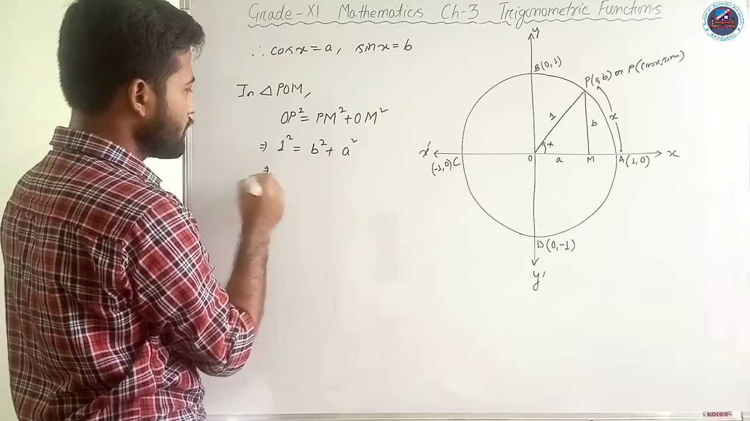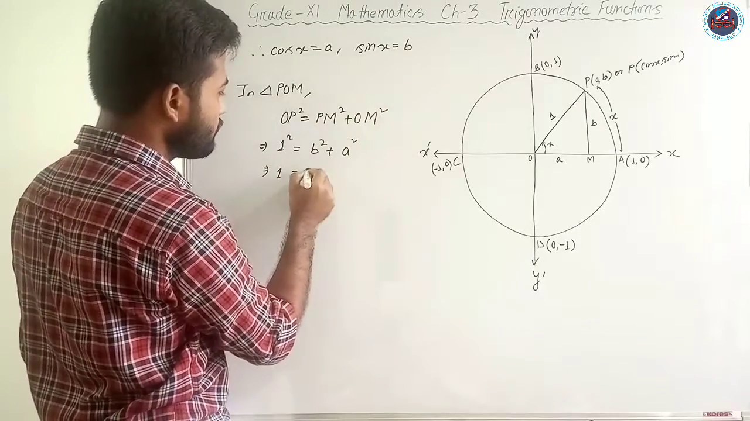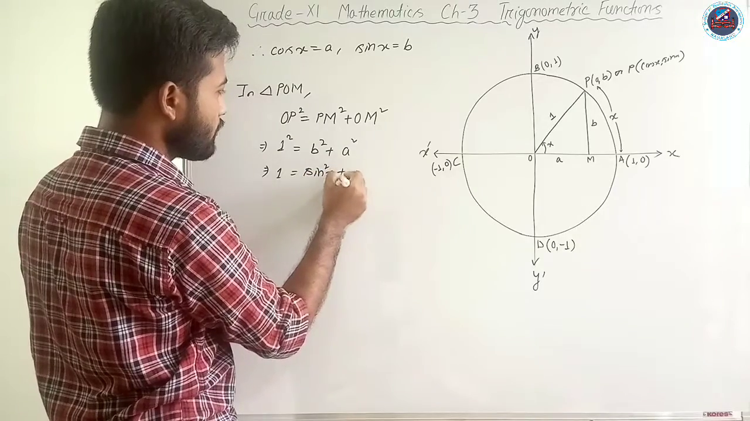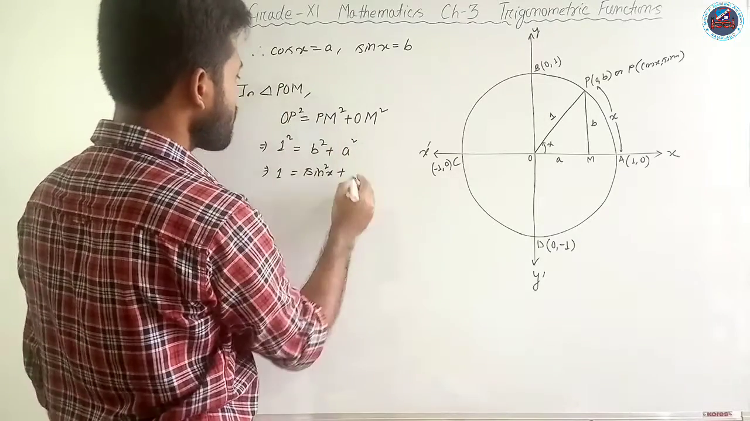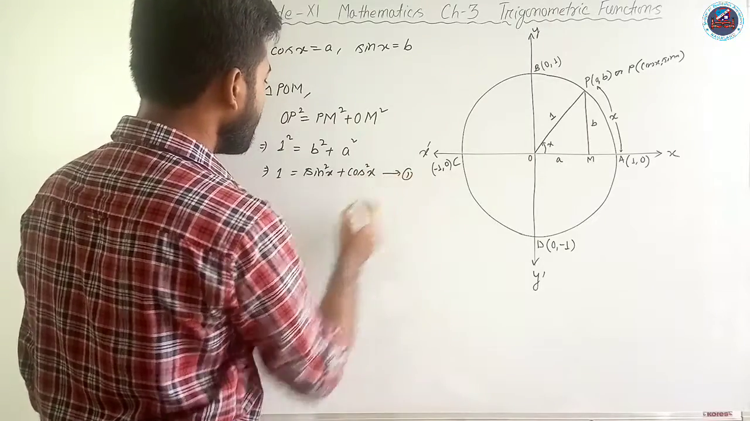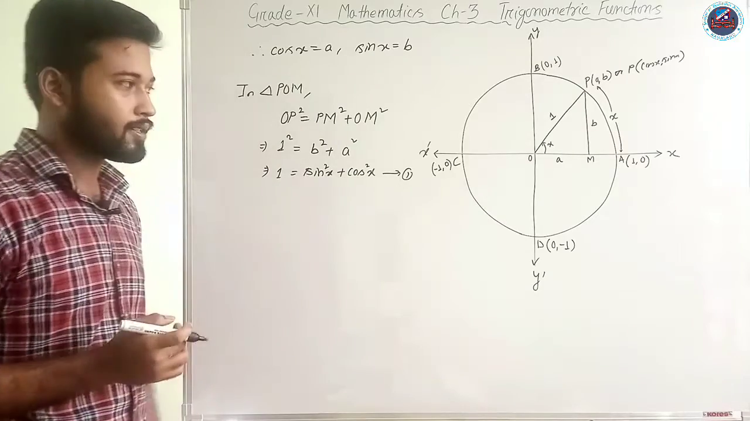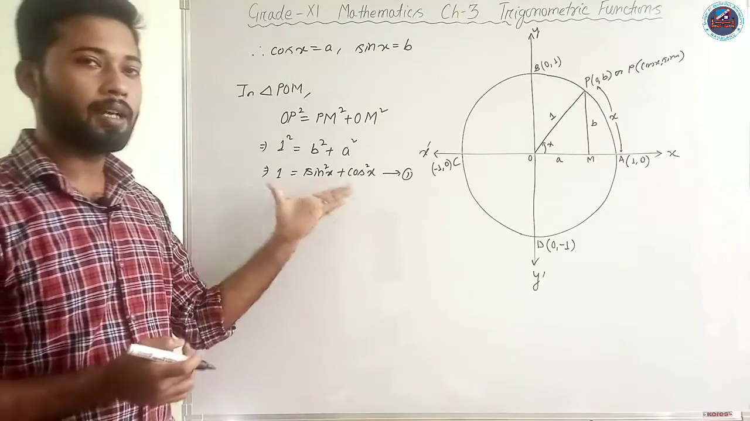This gives us 1 square, which is 1. B means sine x, so B square is sin square x, and A means cos x, so A square is cos square x. Thus we have got a very well-known identity, sin square x plus cos square x is equal to 1. This is how we can derive this formula.